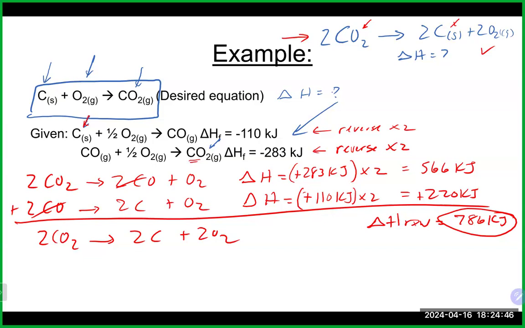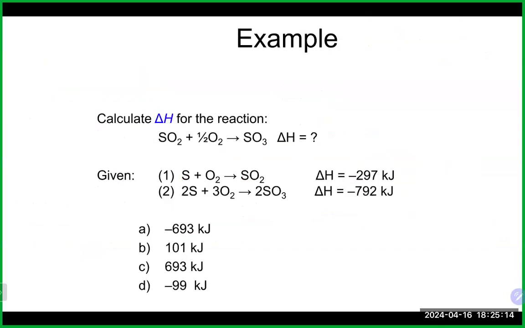If your question is, can you just wait to the end and multiply by 2? In this case, you'll be okay, but in a lot of equations, you may, for example, have to multiply the top one by 2 and the bottom one, you don't need to multiply it. So you would get the wrong answer. So it's best to keep each equation kind of separate and then just adjust your delta H for each equation first and then add them together. Yeah. Other questions? All right, so let's try another one here.